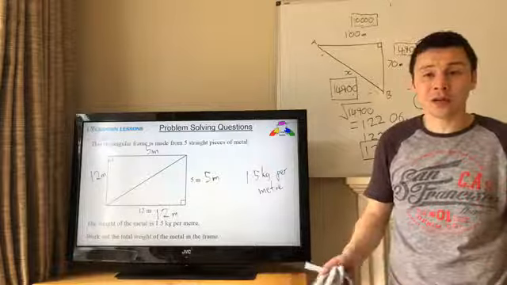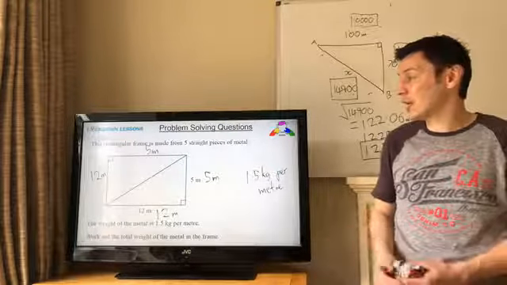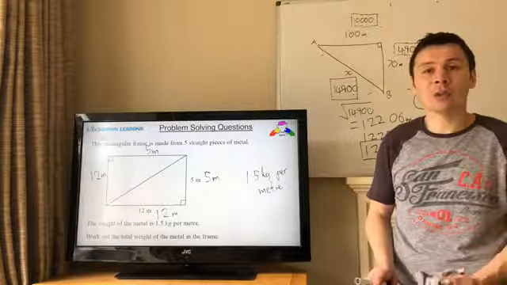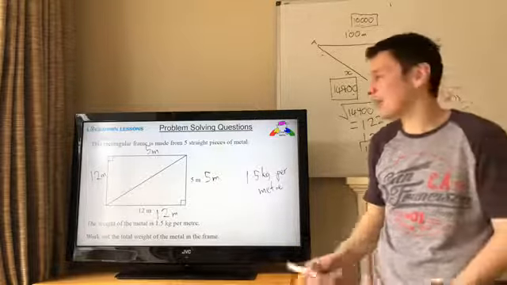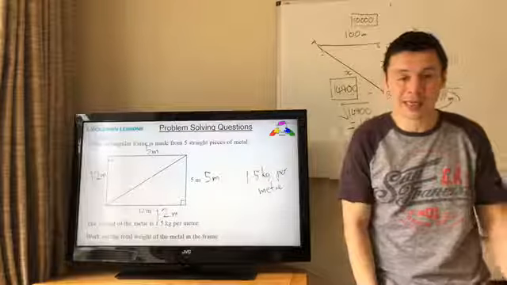Okay, this is actually a non-calculator question, but I don't mind if you use a calculator. Let's just see if we can get some answers on this very tough question that most people got 0 marks on because they didn't even think to use Pythagoras. Okay, so let's see how you get on with that. I'll take any questions on the chat.